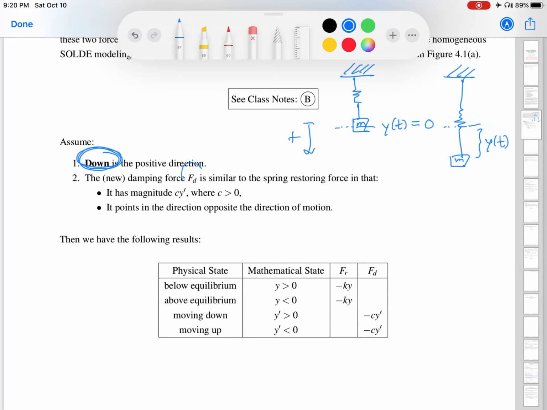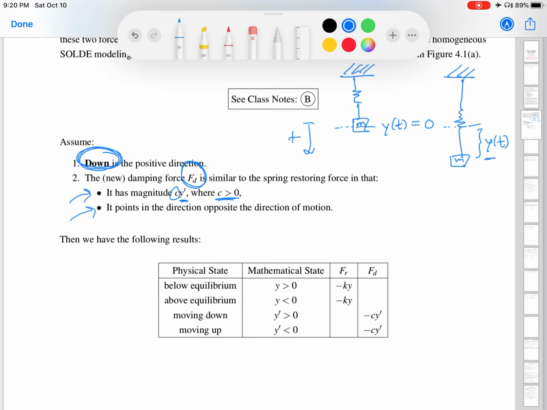So I'm going to call this damping force F sub d, and just like Hooke's law that we considered earlier, it has a magnitude. So the magnitude is proportional to the velocity, that's y prime, since y is our displacement. And it is equal to the velocity times some positive number. So this is, again, a simple model of the damping force. So that's the magnitude. And it also has a direction.